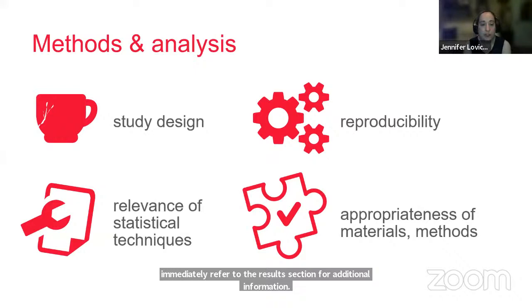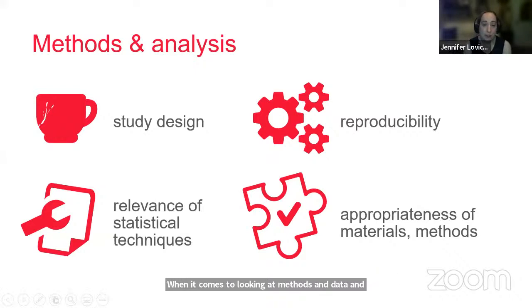When it comes to looking at methods and data analysis, there are a number of key items to focus on. The first is the study design. Make sure there are no concerns with the way in which the study was conducted. Is the study design common for the type of study conducted? Are the experiments and methodology used common for the field or novel to the field? If they are novel to the field, there may be need for additional explanation as to why the methods chosen were used.